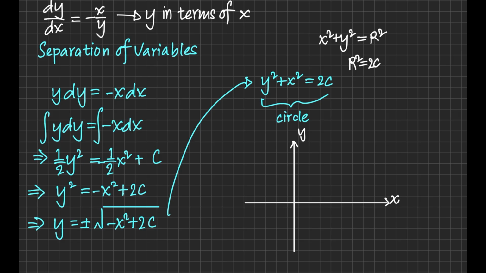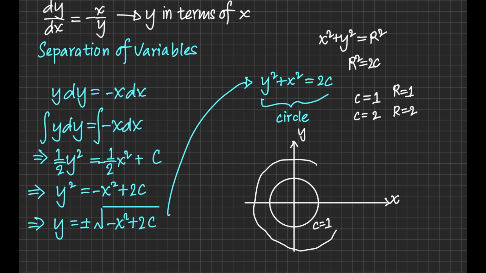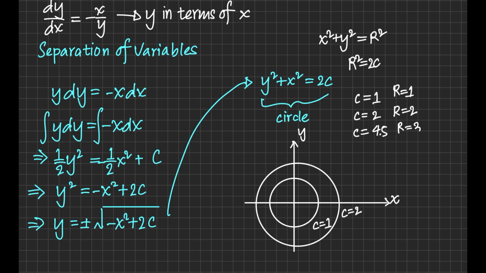So let's say we have c as 1, then we can have a radius of 1. Then the circle will be like this with radius 1. Kind of inaccurate. Yep. So this happens when c is equal to 1. So let's say we have c equal to 2, then we can have a radius of 2. So this happens when c is equal to 2. And let's say when we have c equal to 4.5, we can have a radius of 3.